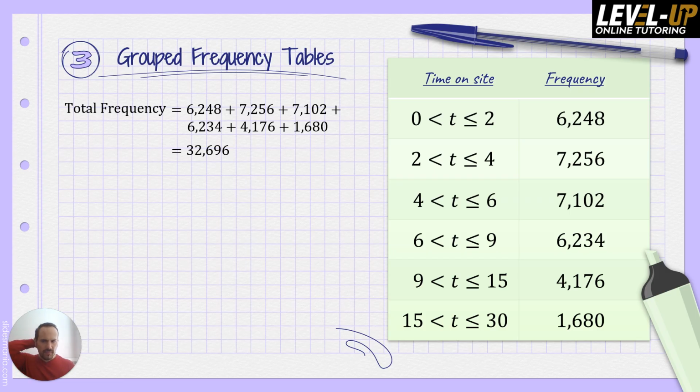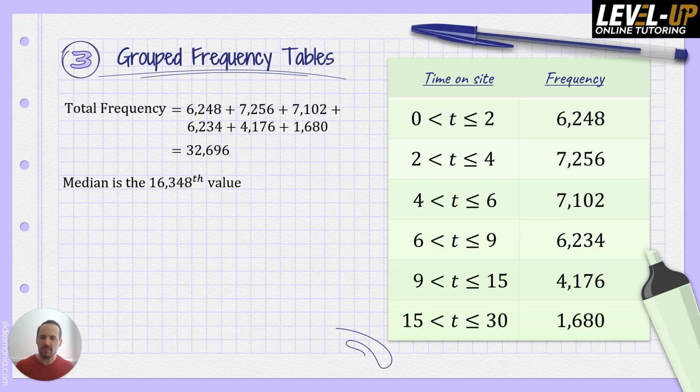Where it becomes a bit trickier is, say if we were trying to calculate something like the median. We couldn't get an exact value in this case, but we could find the category that it belongs to. So if there's 32,696 people in total, if we halve that, that means it's the 16,348th value that is going to be where the median is.